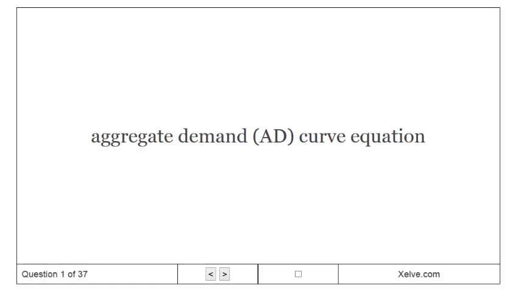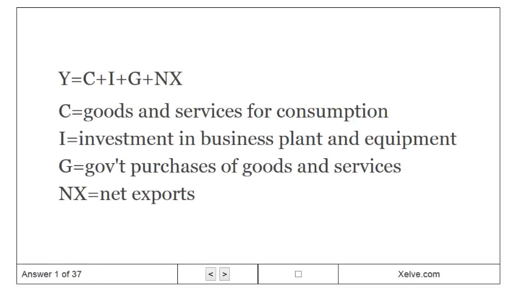Aggregate demand curve equation. Y equals C plus I plus G plus NX. C equals goods and services for consumption. I equals investment in business plant and equipment. G equals government purchases of goods and services. NX equals net exports.